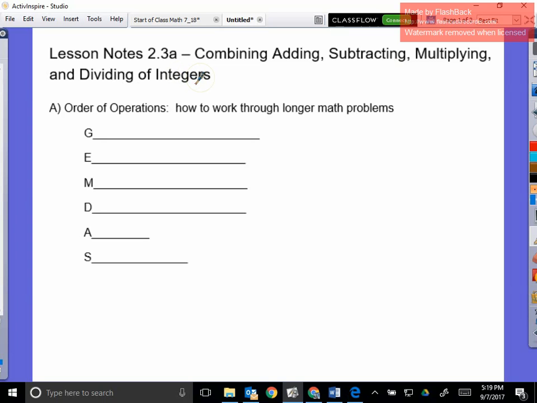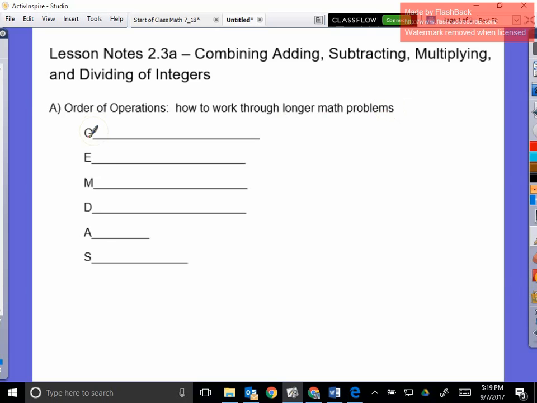Now that we're doing all these different operations, we need to review the order of operations, and I've seen a lot of you guys out there using the order of operations so far this year. That's awesome. That makes me happy. So we're just going to do a quick review of order of operations because that's going to tell us how to work through longer math problems. We're going to have some longer math problems, so we need to know the steps to be able to work through those.